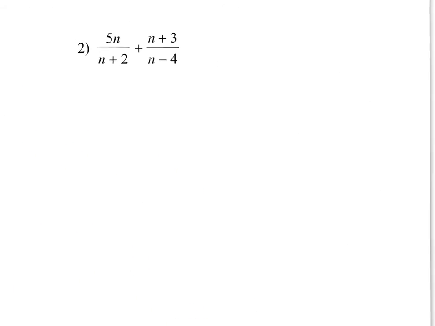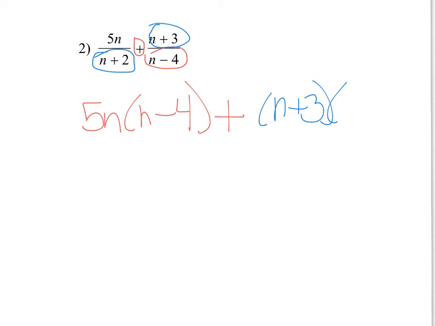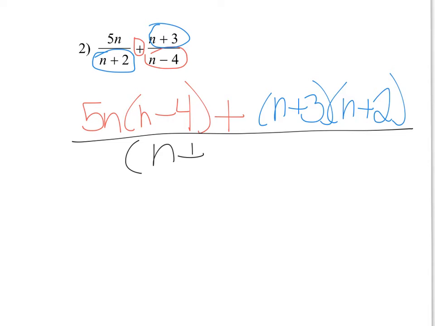Here we go. So I'm going to take this denominator and I'm going to put it with this 5n. So I've got 5n times n minus 4, plus, and then I'm going to take this denominator and put it with this numerator. So I'm going to take this n plus 3 and multiply it times n plus 2. And they're all going to go over that one denominator. Okay? That's what we're going to do.